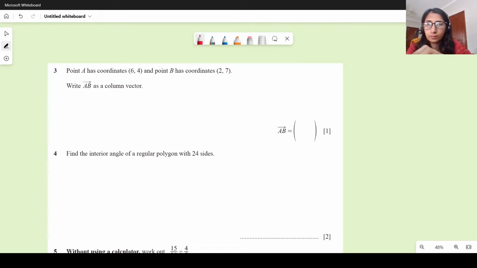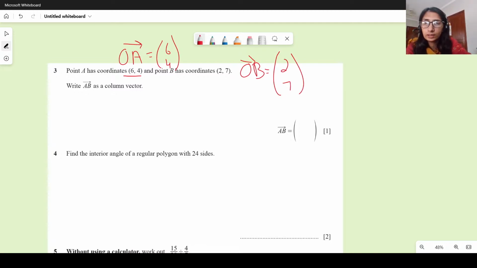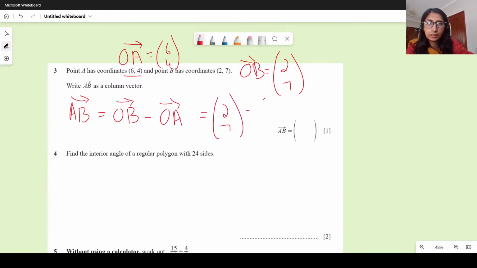So coordinates A is 6, 4, which means the vector OA is 6, 4. The position vector of A is 6, 4. The position vector of B is 2, 7. So finding AB means finding OB minus OA. OB is 2, 7 minus 6, 4, which gives us minus 4 and 3. So that's the answer for question 3.